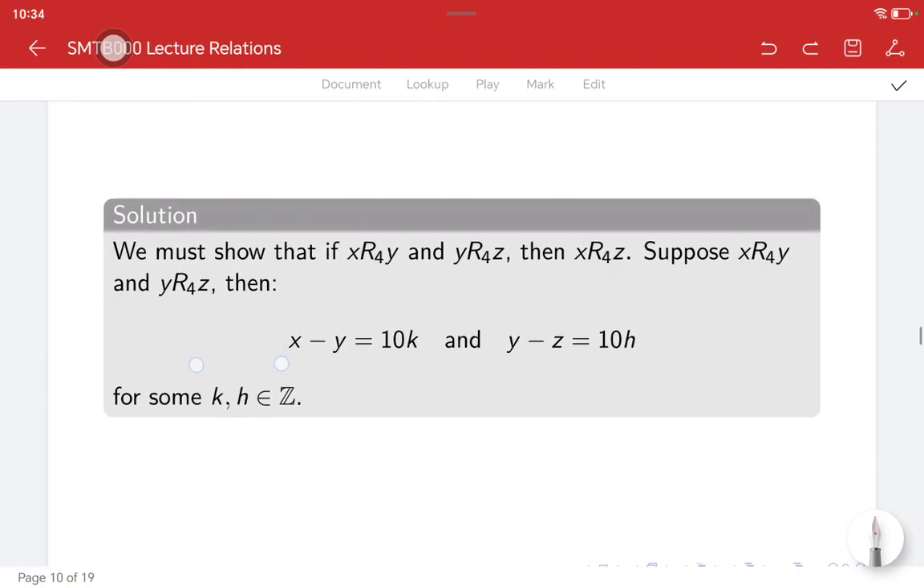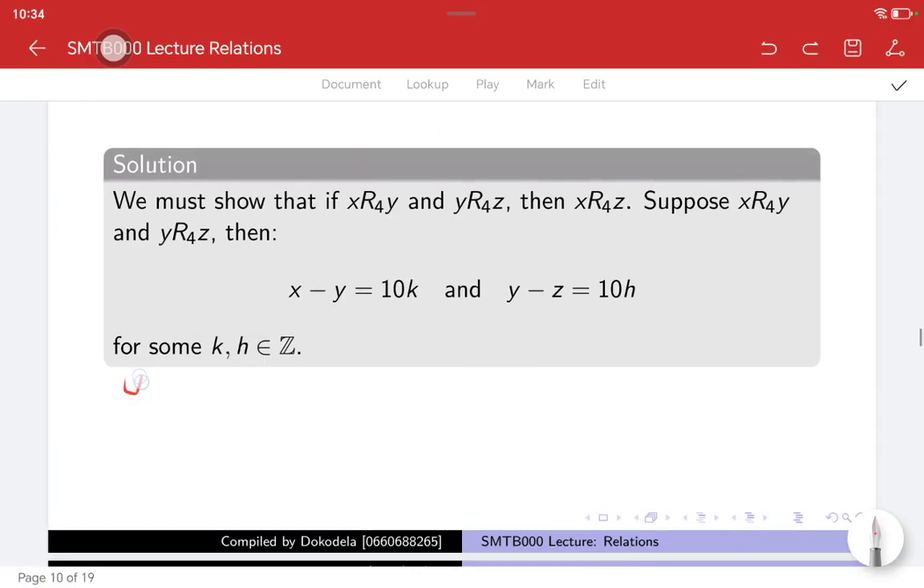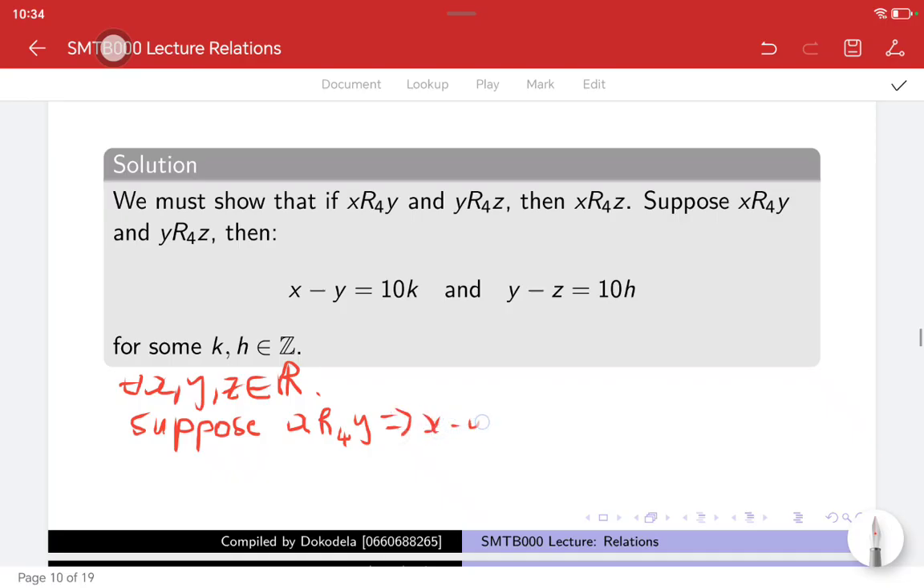It means that now we can go to transitivity. For transitivity, we must first have for all x, y, z, an element; we're taking them from R, remember? And then we suppose, remember on transitivity we suppose two things. We suppose that x is related to y, which implies, according to the definition, that x minus y is equal to 10k.